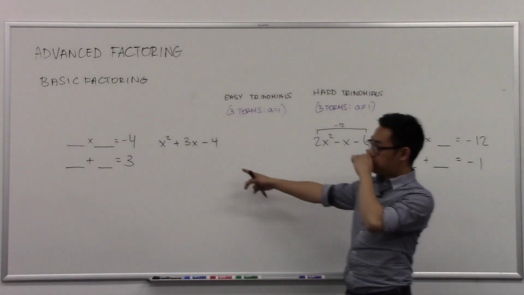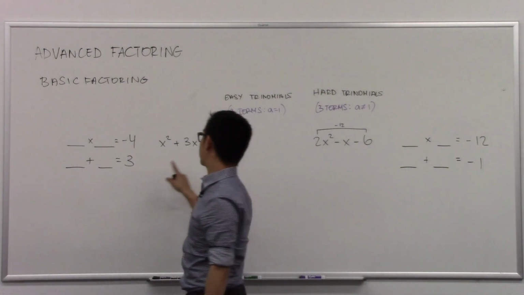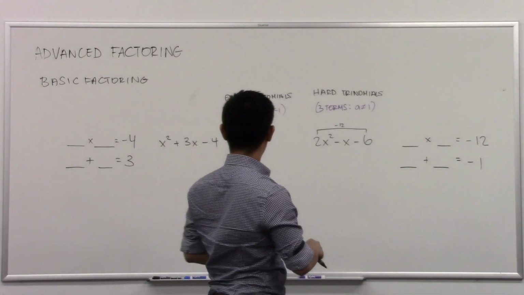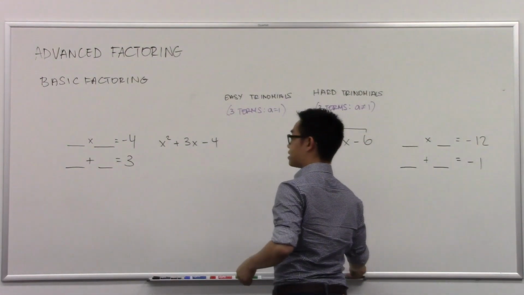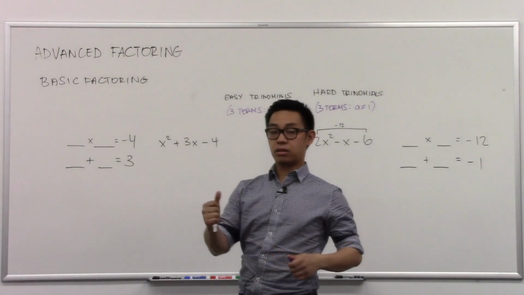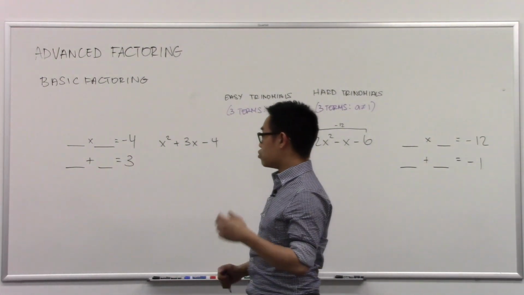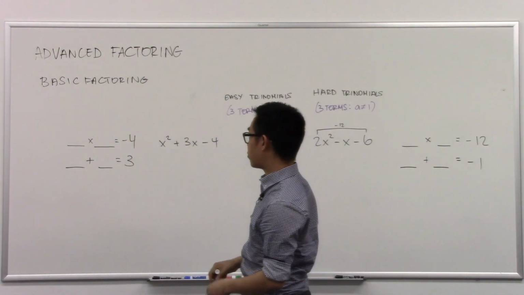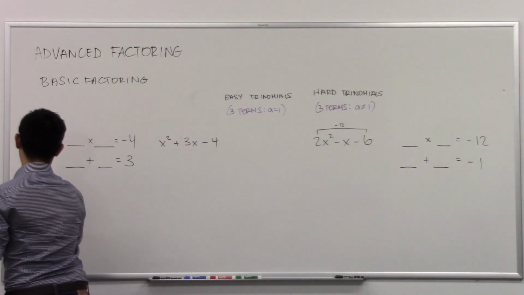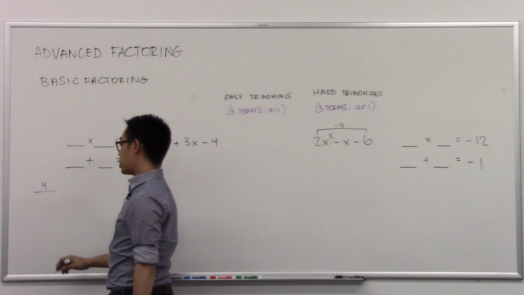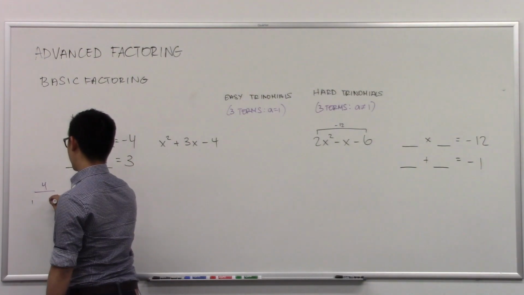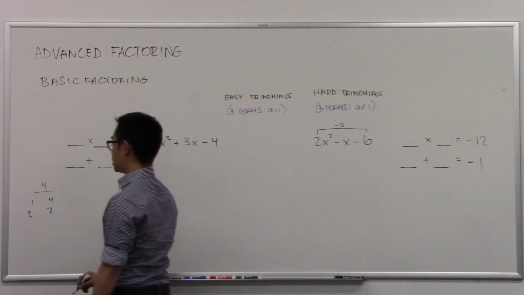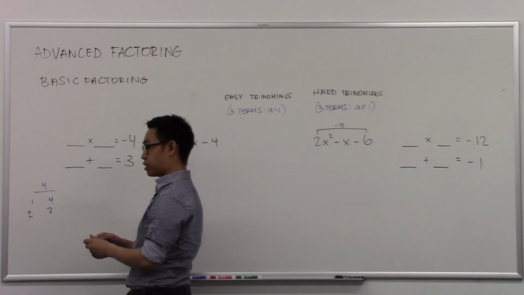This is called an easy or simple trinomial because once you think of these numbers, it's really straightforward what the answer is. So what are 2 numbers that multiply to -4 and add to 3? If you do not come up with your numbers in the first 7 seconds, you should be writing out factors. So for 4, what numbers multiply to make 4? 1 and 4, 2 and 2, and you're back around.